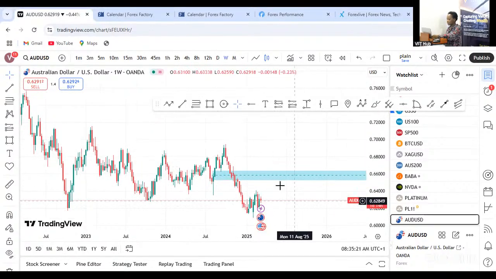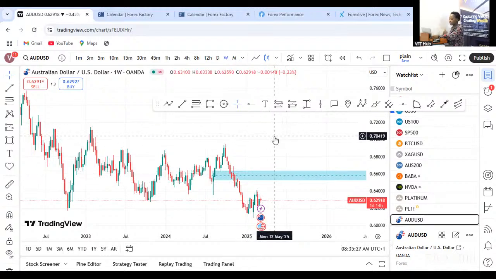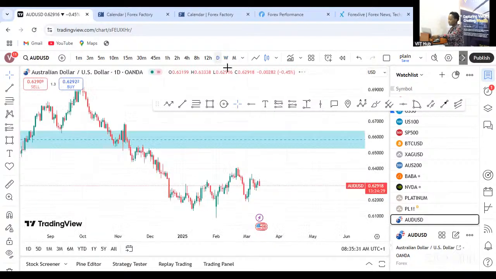So this level is still holding. I'm expecting price to retrace into this zone so I can find a good enough level to start to sell AUD USD from, but this is on the higher time frame. On the daily time frame, what do we see? Same thing. Price was able to take out this structure point here, but all of this move I still consider a minor structure because it is still all within this zone.